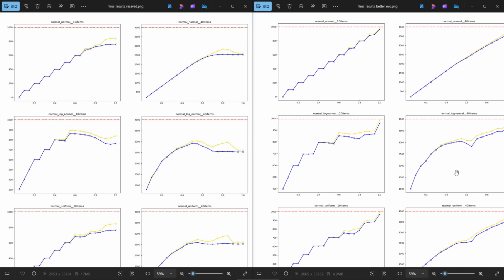Having found the better evolution scheme, I modified the code and then I ran everything on AWS this time instead of Google Colab Pro Plus. So on the left, with the old evolution scheme, it was done on Google Colab Pro Plus. On the right, I ran it on AWS.